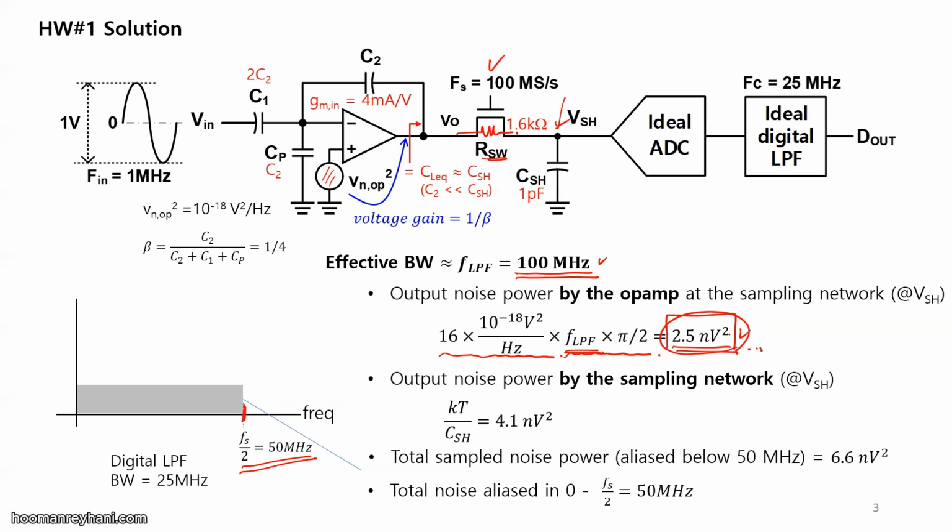And another thing we need to consider is thermal noise by this resistor. But we already know when we have a 1R and 1C system, the total noise power, regardless of sampling, will be determined like this. And again, because the signal is sampled, this power would also be within this range. So because these two noise sources are not correlated with each other, we can easily add them, right? 2.5 nanovolt square and 4.1 nanovolt square. So the entire noise power within this range will be 6.6 nanovolt square, right?